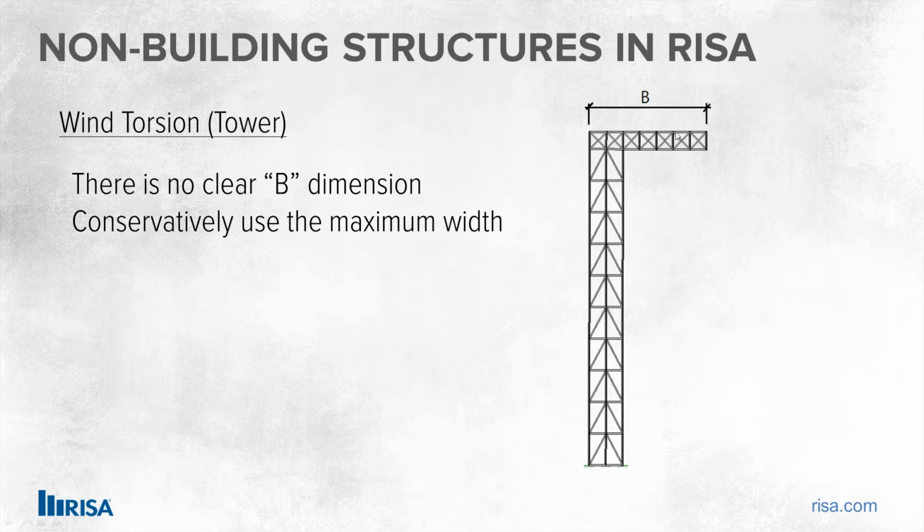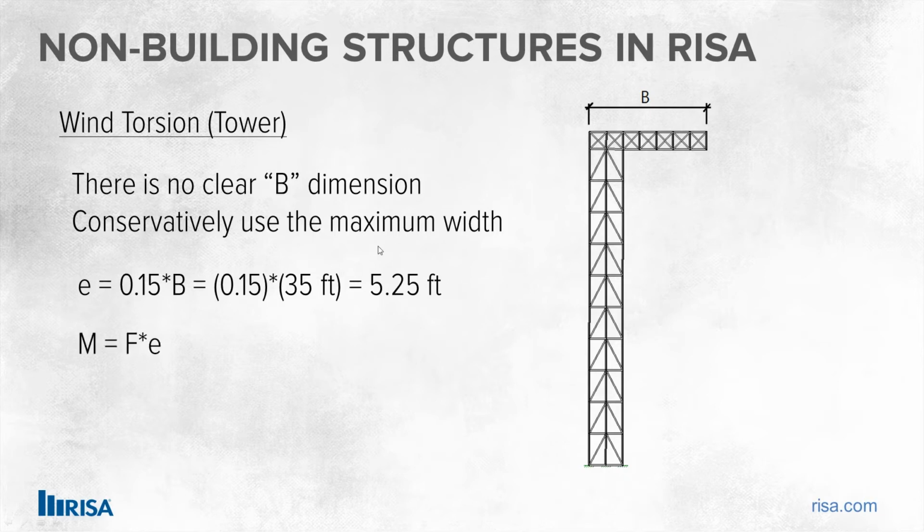So what I'm going to do is I'm going to use the full width of this tower, even though I know it's going to be conservative, just because I don't want to have any concerns about this not being torsionally stable. And so we would then consider that the wind is going to act at an eccentricity of 0.15 times b, or in other words, at 5.25 feet away from the centroid of the structure.